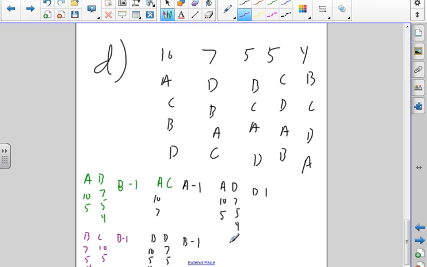And then I'm going to do C versus D, the last one. 10, 7, 5, 5, 4. C gets a vote.